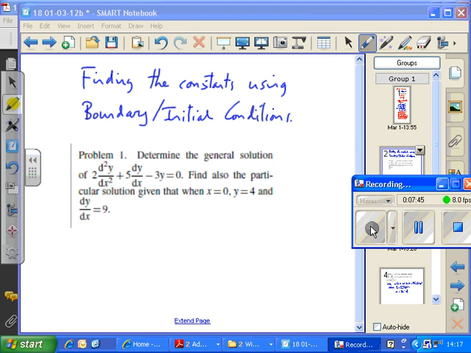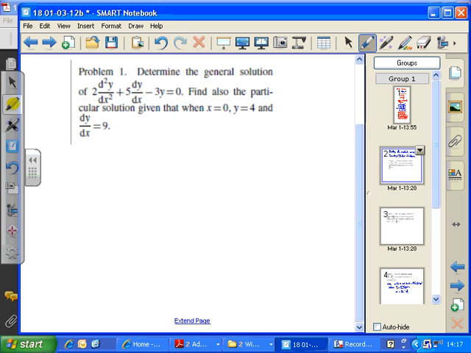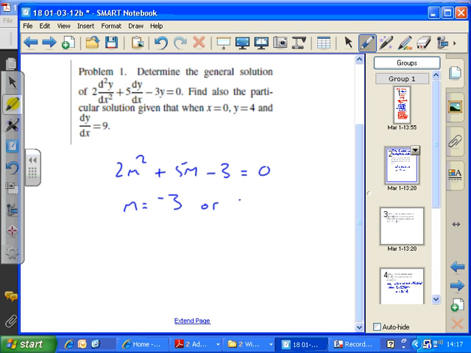So the auxiliary equation is 2m² + 5m − 3 = 0. Solving that, we get m = −3 or 0.5. Okay, so we've got two real distinct solutions.